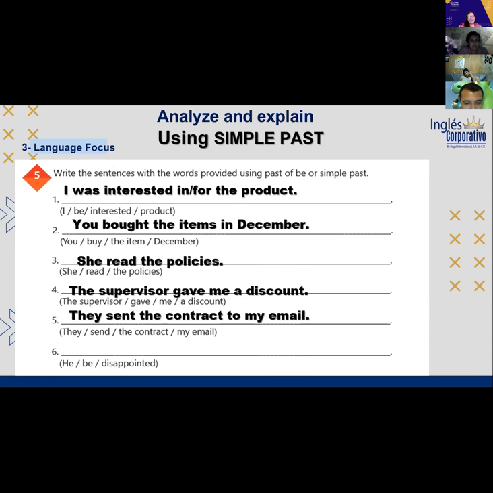The supervisor gave me a discount. And number 5, the past of send is sent. We only change the D to T. They sent the contract to my email. And number 6. He was disappointed. Here we do have to conjugate. He was, we don't say he did. He was disappointed.